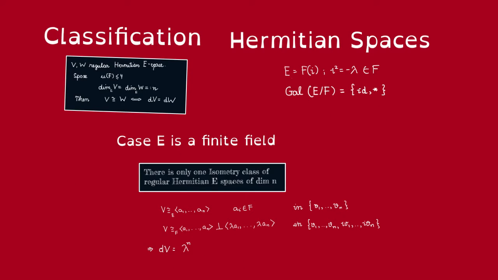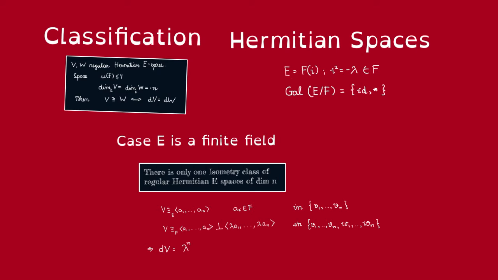Previously, we have shown that for certain fields, we can classify regular Hermitian spaces by dimension and discriminant. A corollary of this is that in the case of finite fields, Hermitian spaces can be completely classified by the dimension. Contrast this with the case of quadratic spaces. Remember, for quadratic spaces over a finite field, we need two invariants. We need dimension and discriminant to classify it.